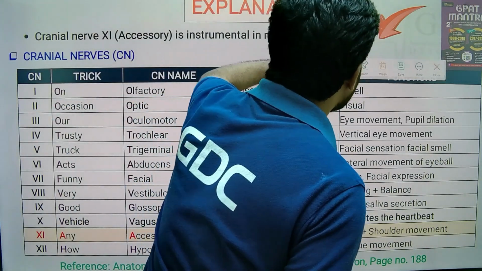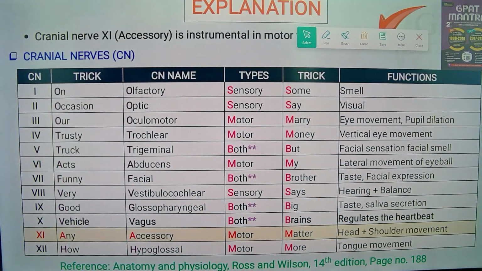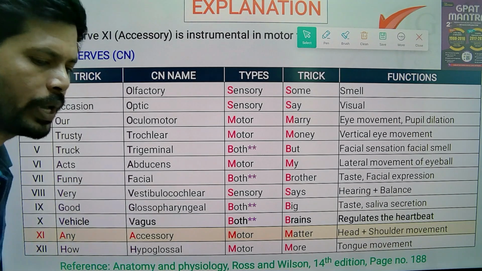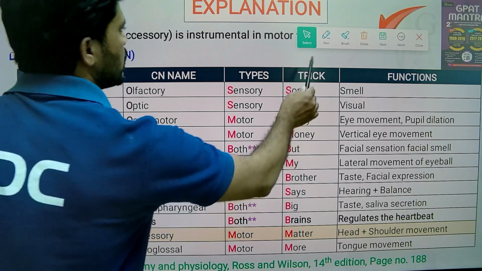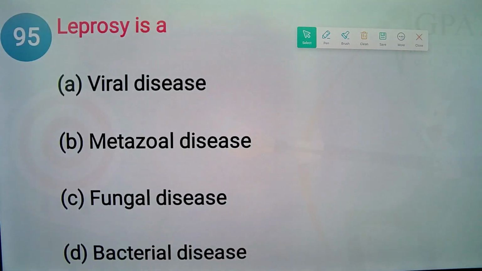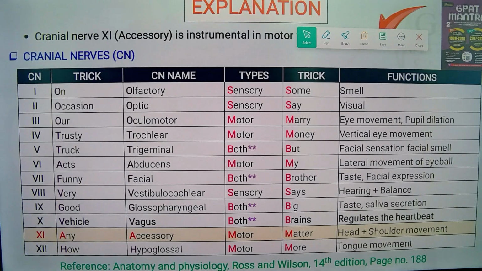With tricks you can easily remember all the names of the cranial nerves, whether each is sensory, motor or both, as well as their functions. So take a screenshot of this slide. If you get a question, you can easily answer it in your competitive exams. It will help you get a good rank or top rank in your examination.